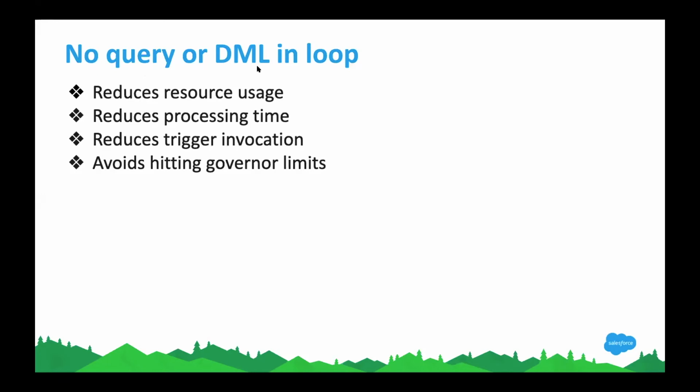This reduces a number of things. First, resource utilization, as we know. Second, the processing time. The processing time or the CPU time is 10 seconds for a transaction. Then the number of trigger invocations. I guess you already know that whenever a DML statement is executed, the transaction has to go through before trigger, after trigger, those things. And finally, we have to avoid hitting the governor limit. That's the main point here. So let's see the example.